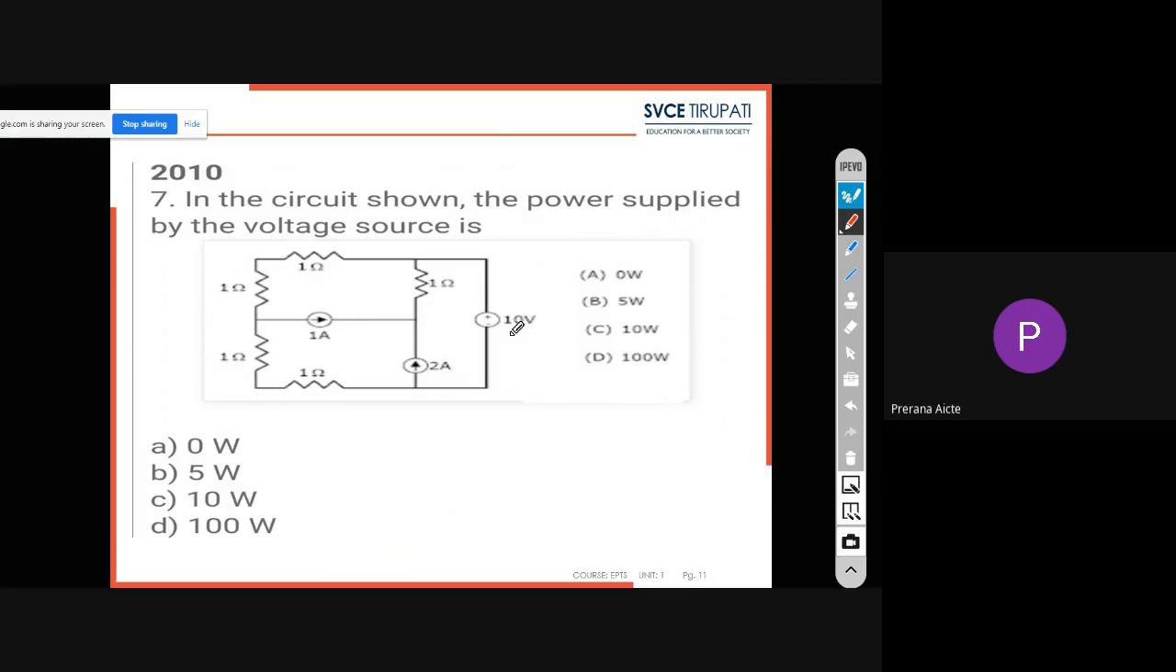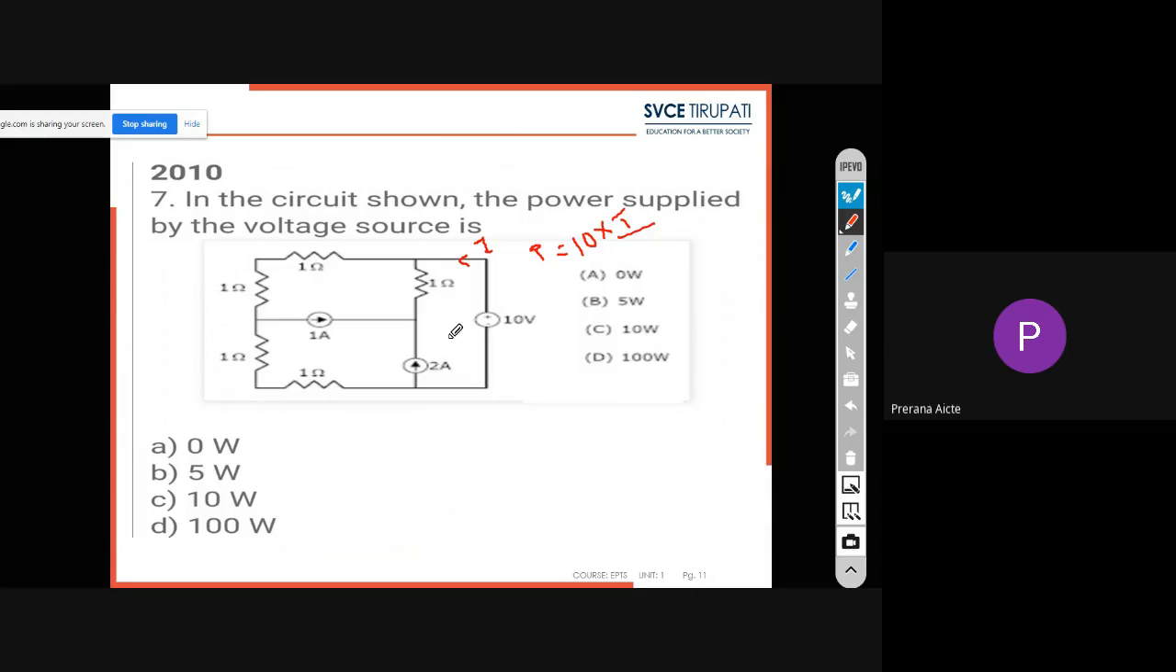They have clearly given a 10 volt source. I need to find the current supplied by the source. Once you know this current, what is the formula for power? P equals V into I, which is 10 into I. So I need to calculate I here.